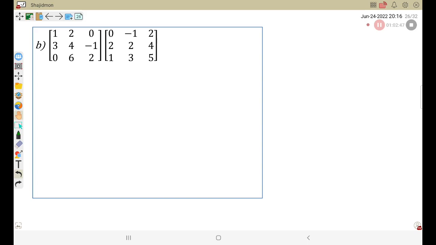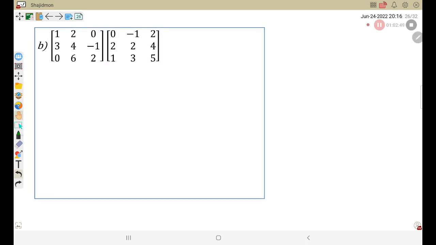So first check. Matrix A, what is your order? Matrix B, what is your order? Can we multiply or not?